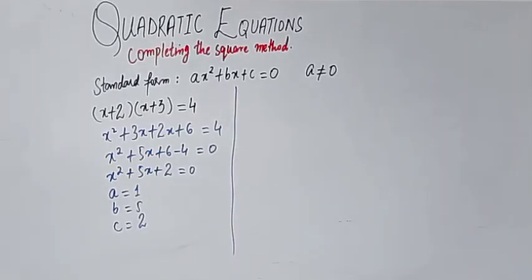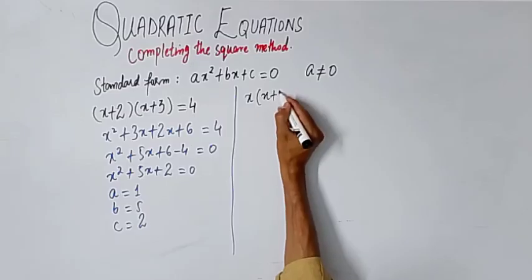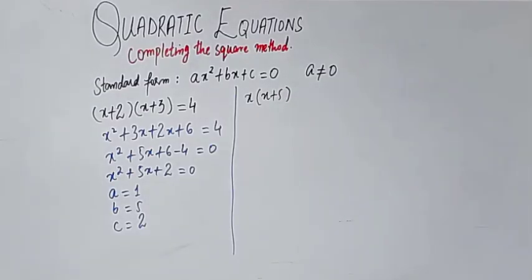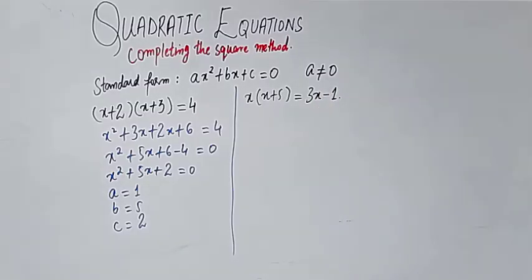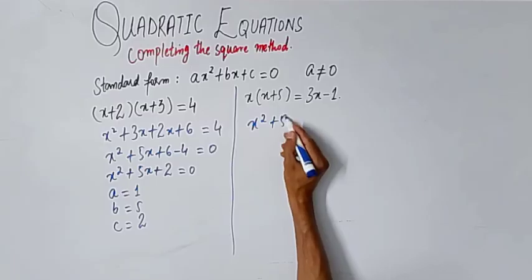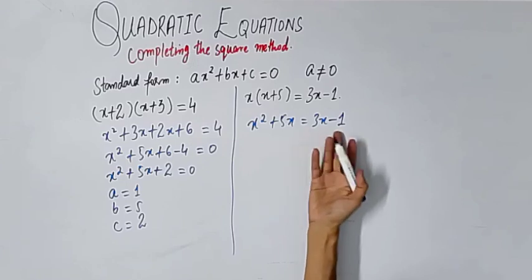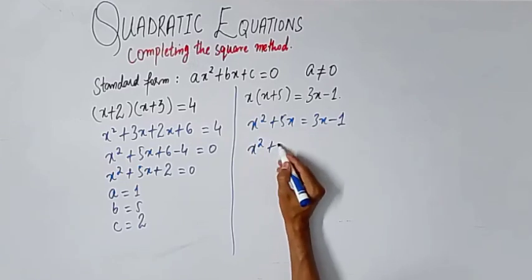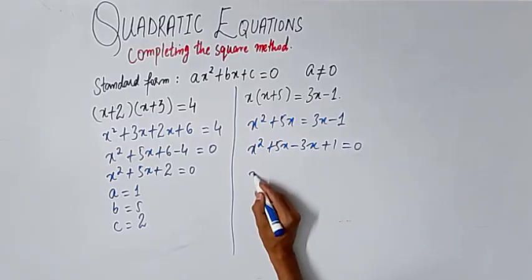Let's take one more example. We have x(x plus 5) is equal to 3x minus 1. Let's multiply it: x multiplied by x is x square, x multiplied by 5 is 5x. Again, you can move these two over here, so it will come x square plus 5x minus 3x plus 1 equals to 0.